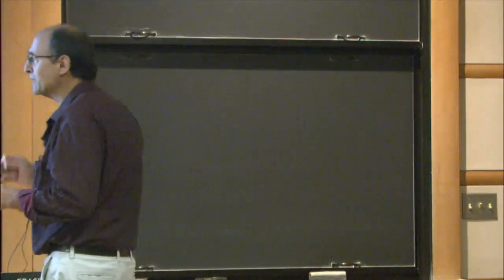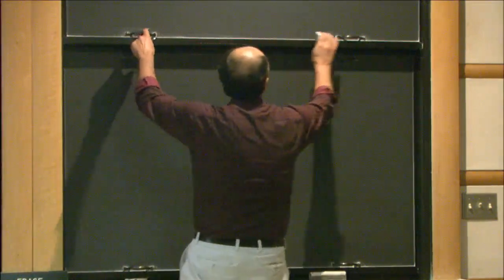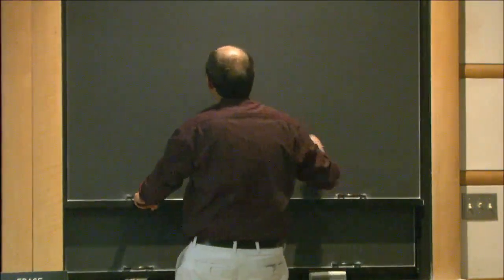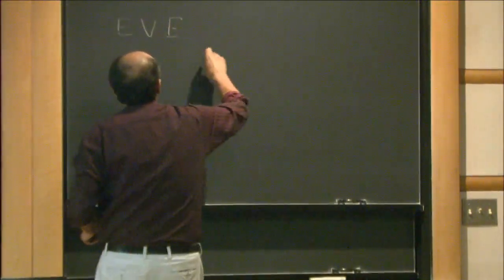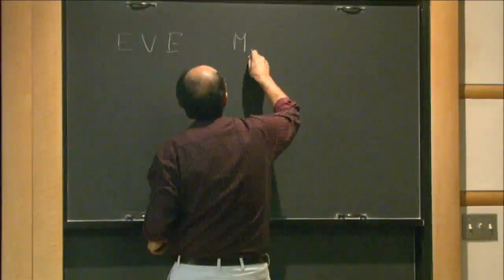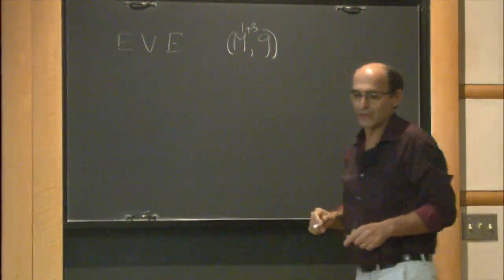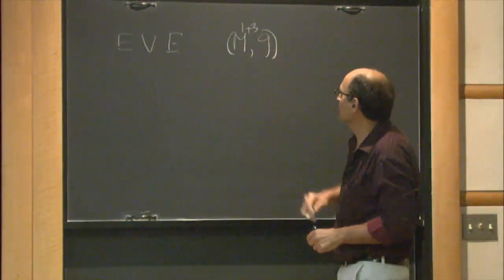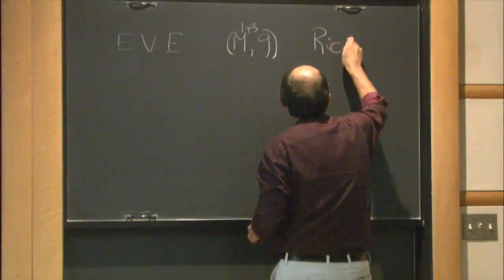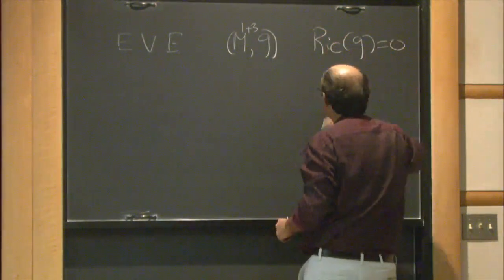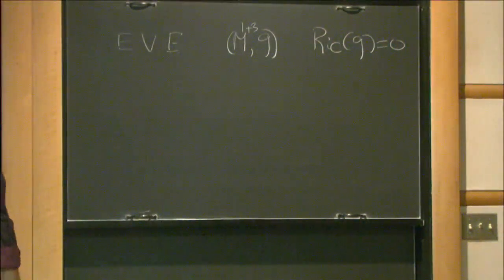So let me start by saying that I will be talking about a special case of general relativity, which is Einstein equations in vacuum, which I'll write like this, Einstein vacuum equations. So this refers to solutions, which are spacetimes, and everything for me is going to be a Lorentzian metric in four dimensions. And the equations are the Ricci. So it's very simple to write down and very difficult to solve. It's the shortest equation I can think of. Ricci of g is equal to zero.